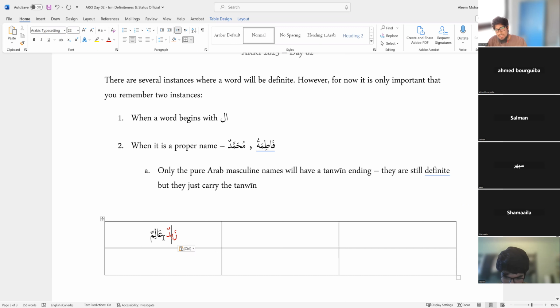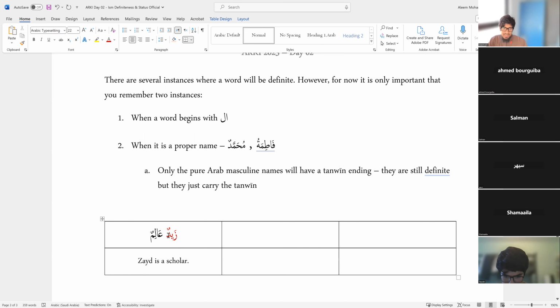Okay, guys. So this is Zaid and this is Alim. How would you guys translate this? Alim means scholar again. Sorry. I like that somebody just wrote Zaid in pure cap letters. That's a great answer. Yeah, okay, cool. Zaid is a scholar. We're still going to treat Zaid as our mubtada in the nominal sentence.